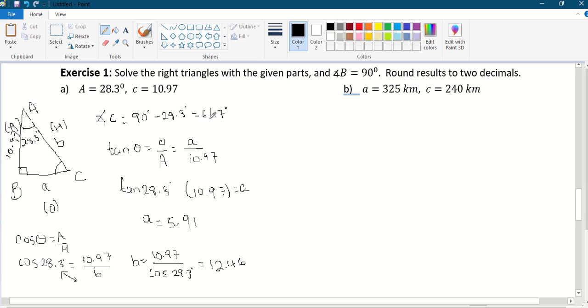So we got angle C to be 61.7, we got a to be 5.91, and we got b to be 12.46.